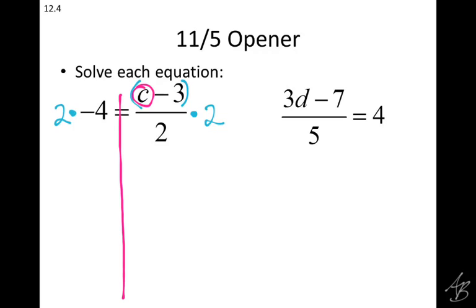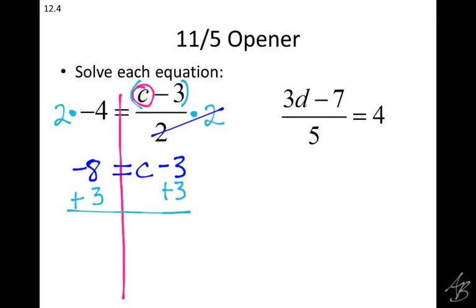On the right side, those 2's cancel, leaving c minus 3. On the left side, 2 times negative 4 is negative 8. So I've got those in a row with the equal sign in between, on the line of equality. Then what? Add 3. So we add 3 on both sides.